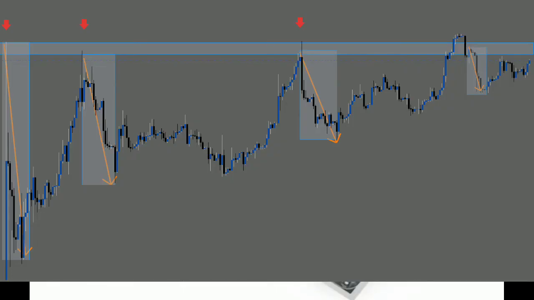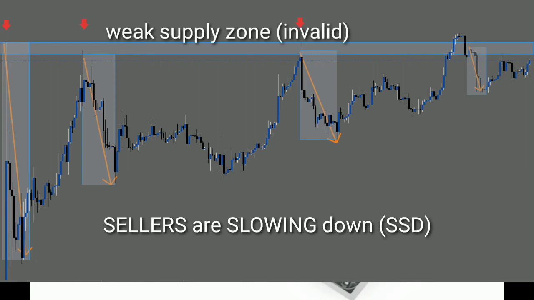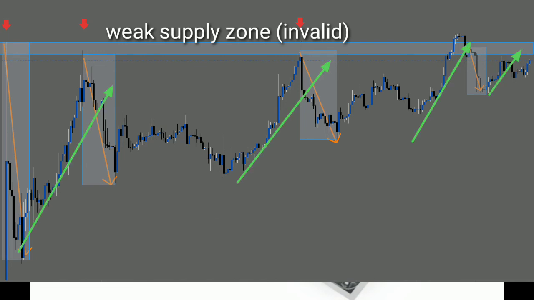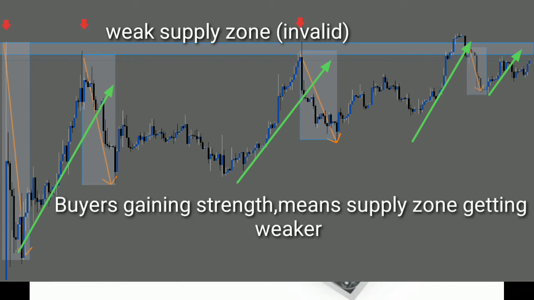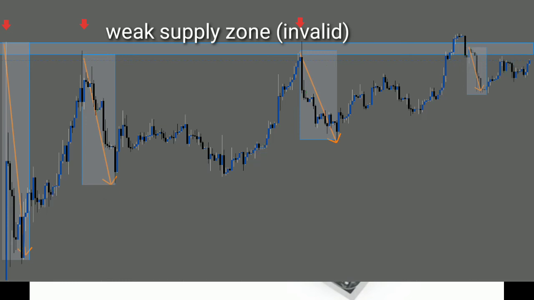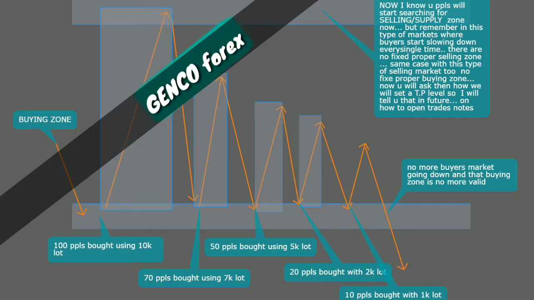Now, in this case, the chart shows that sellers are slowing down while buyers are getting momentum. This increasing momentum of buyers and the reducing strength of the sellers shows that the supply zone above is getting weak and is no longer valid. Please don't place trades on such levels. That level is about to get broken. The probability of that level being broken is 80 to 99%.